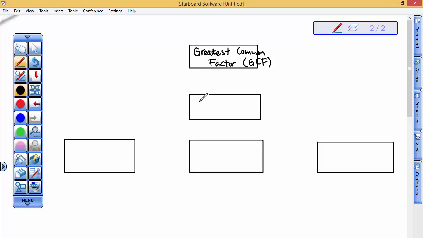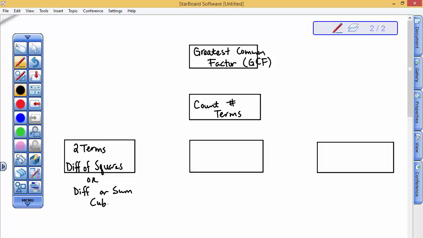After that, what you do next is you count the number of terms in the problem that you're trying to factor or write as products. If there are two terms, it is either the difference of squares, which is what we're going to focus on in this video, or the difference or sum of cubes. And so the flowchart probably looks a little bit different than this, but it's got something about difference of squares and difference or sum of cubes.